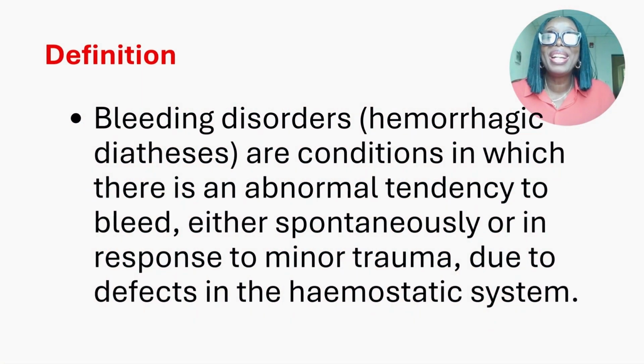Let us start by defining what bleeding disorders are. Bleeding disorders, or hemorrhagic diatheses, are conditions in which there is an abnormal tendency to bleed, either spontaneously or in response to minor trauma, due to defects in the hemostatic mechanism or in the hemostatic system.